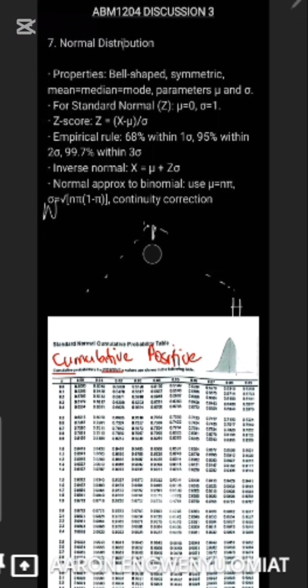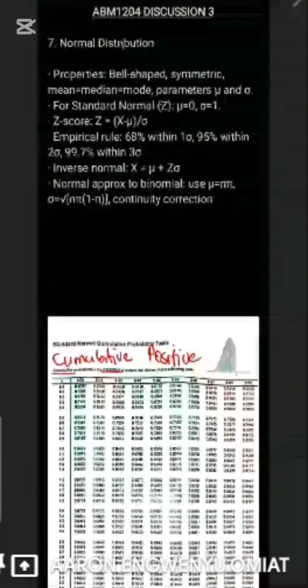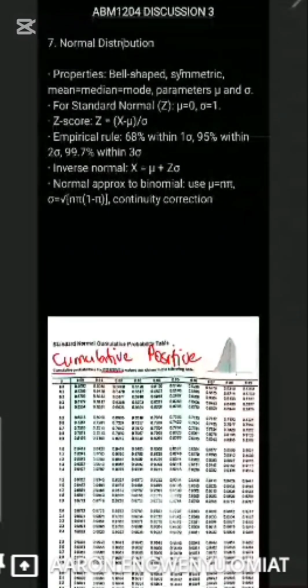Let's go ahead. For a standard normal distribution, which is denoted by Z, the mean is always 0 and the SD is always 1. So for a standard normal distribution, the mean is 0 and the SD is 1. So here in the center would be 0. Going this side would be negative 1, negative 2, negative 3, then going this side would be positive 1, positive 2, positive 3.